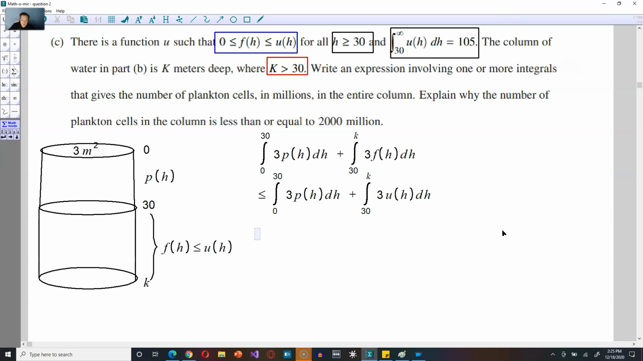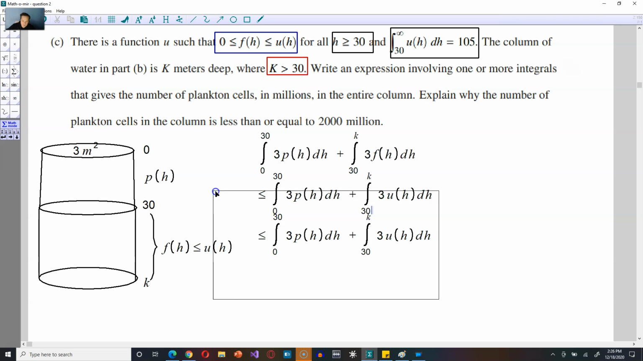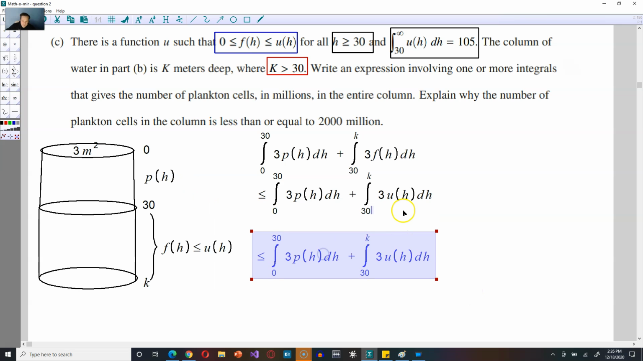And then lastly, you also know the following is true: less than or equal to, again you're going to copy the first one and this quantity right here. The integral of 3 u of h will be replaced with the integral between 30 and positive infinity of u of h, but you're going to multiply by 3 again. The only difference is that the upper limit is positive infinity right here.